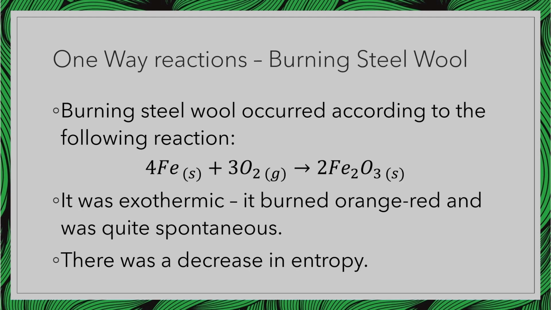So burning steel wool, it occurred according to the following reaction. 4 iron plus 3 oxygen gives us 2 iron oxides. It was exothermic, it had that orange-red glow to it as it was burning, it's quite spontaneous. And if we look at that equation, there was a decrease in entropy. So we went from 7 molecules on the reactant side to 2 on the product side.